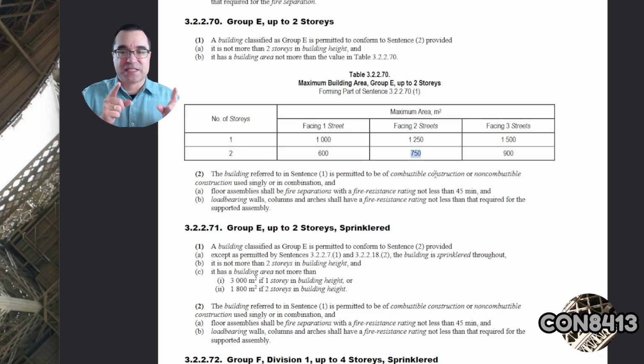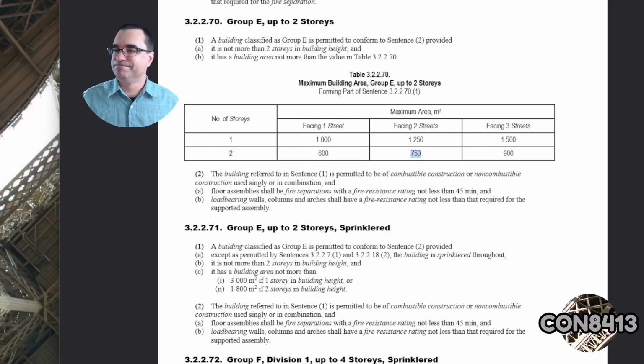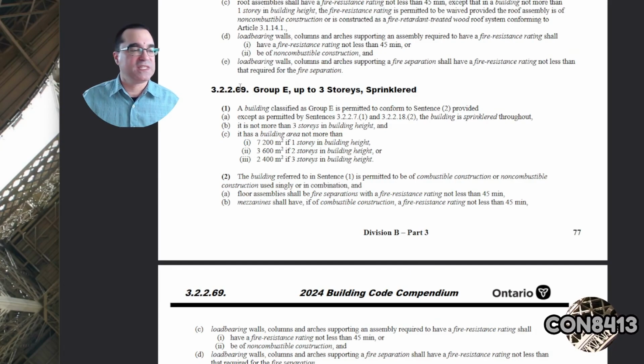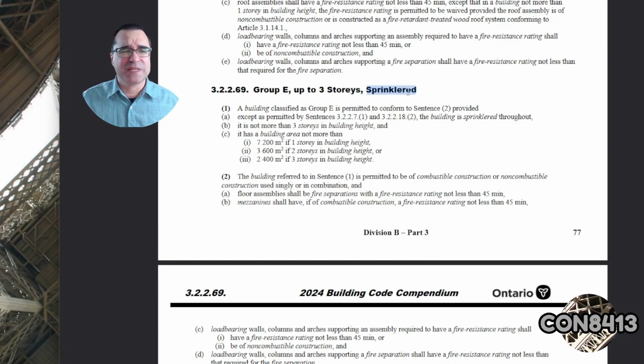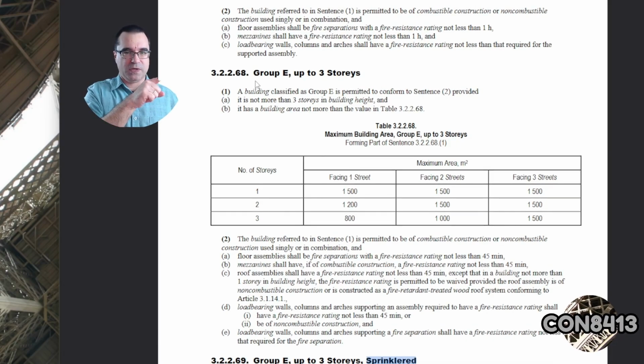It says 750 meters squared right here. Okay? That's a problem. Our building is 850 meters squared. No good. We have to keep going. Okay, so then we come up to 69, which is Group E, up to 3 stories, sprinklered. No good. Our building is not sprinklered. So then we go to 68 right here.